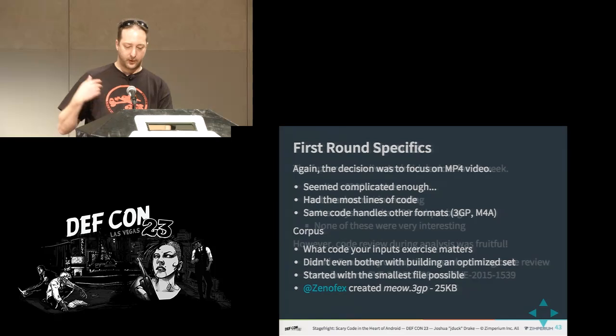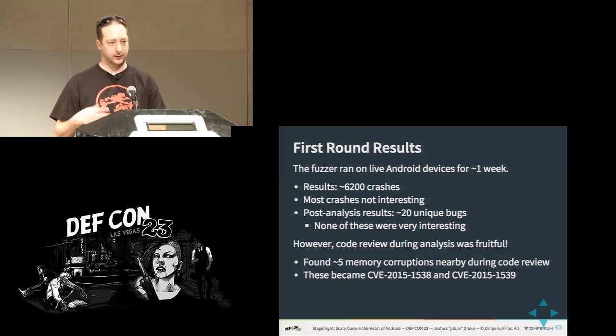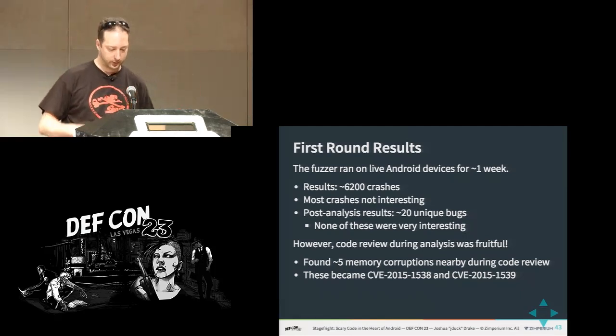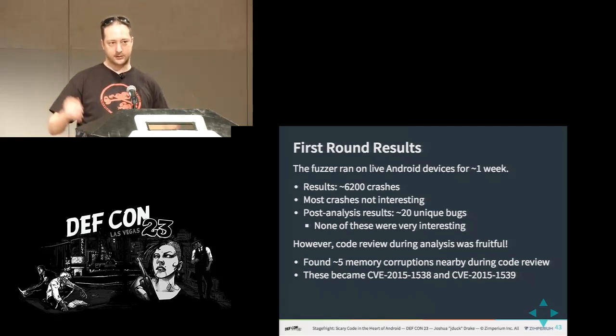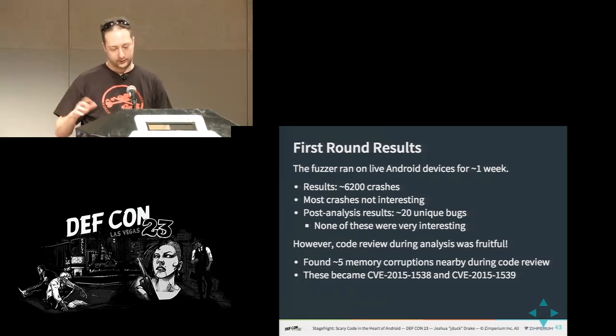We fuzzed it for about a week, and we found 6,200 crashes. I went through all these crashes, bucketed them, and then looked deeper into them. Unfortunately, the crashes we found from the fuzzer were all very non-interesting bugs. They're like checking if something is zero, and if it's not, the people who wrote Stagefright decided to crash the whole process, thus making you lose audio and everything else. So about 20 bugs, but they're not that awesome.